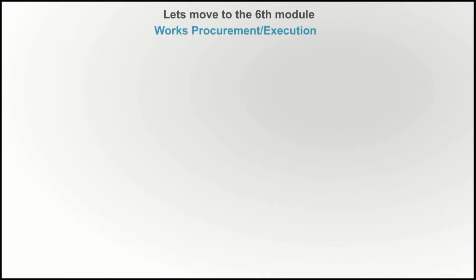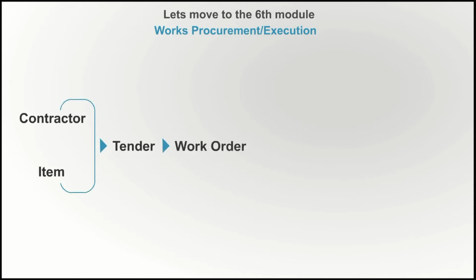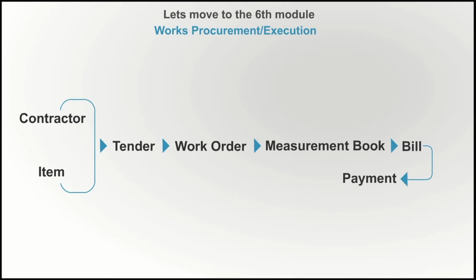Let's move to the sixth module. This is the flowchart of works procurement or execution. You enter the details of contractor, item, and keep tender, issue work order, maintain measurement book, generate bills, and make payments.